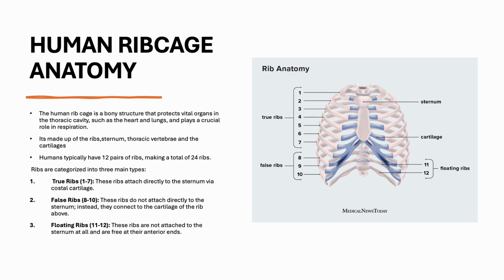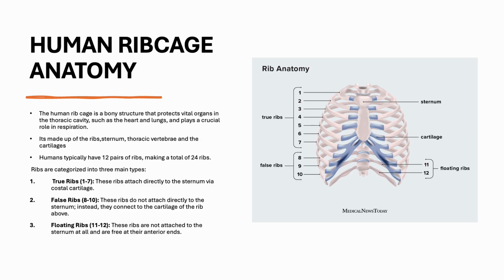The human rib cage is a bony structure that protects vital organs in the thoracic cavity, such as the heart and lungs, and plays a crucial role in respiration. It's made up of the ribs, sternum, thoracic vertebrae, and the cartilages. Humans normally have 12 pairs of ribs, making a total of 24.